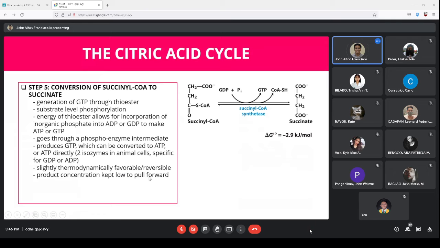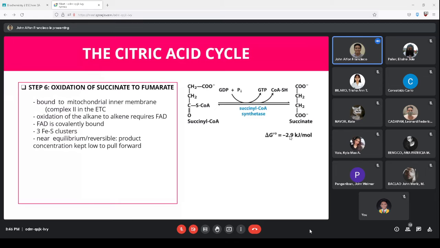Oh no, hindi ko siya nabago. Fumaric. Wait lang, baguhin ko muna. Succinate of fumaric.